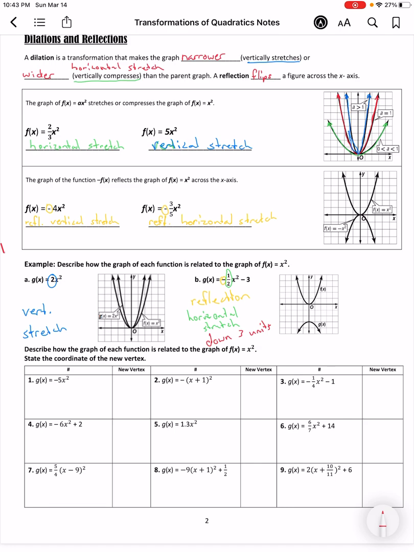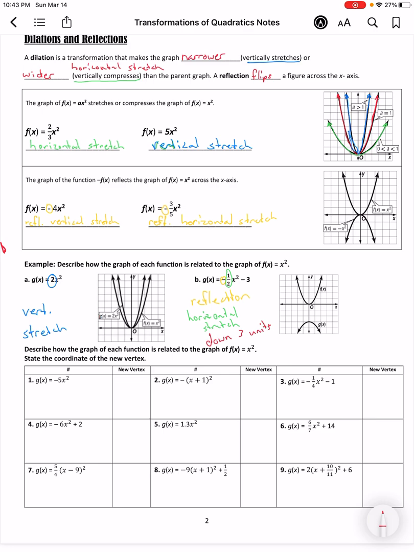The hardest part to tell on this small graph would be the fact that we have a horizontal stretch, just because it's a little bit harder to notice when you don't get to see a picture of the entire graph. But if you look at the base there, the bottom one is wider at its base than the one on the top. All right, so again, it says describe how the graph of each function is related and then state the coordinate of the new vertex. So this is compiling all of the above.